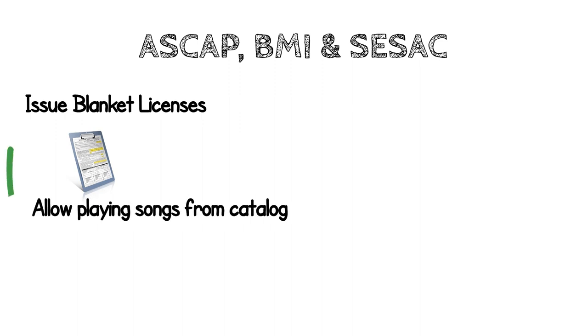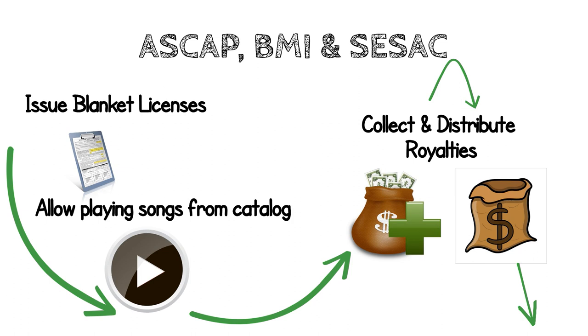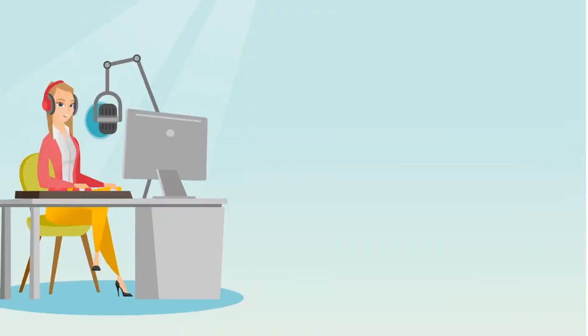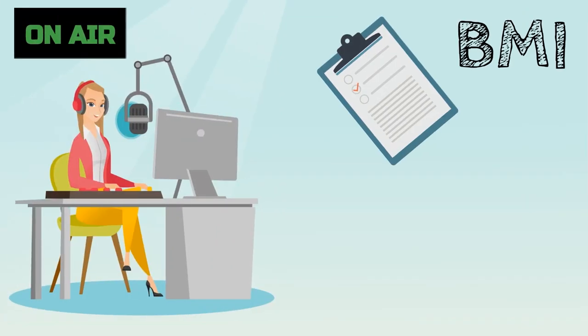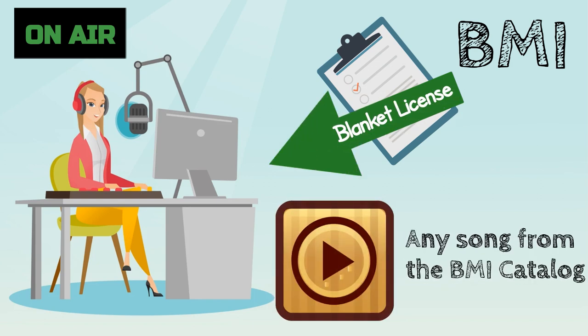As far as the performance rights organizations, they go out to companies who play live music and issue them blanket licenses. A blanket license gives that company the right to play any music in the catalog of that performance rights organization. For example, if a radio station is issued a blanket license by BMI, that license allows them to play the music of any songwriter that has a membership with BMI.